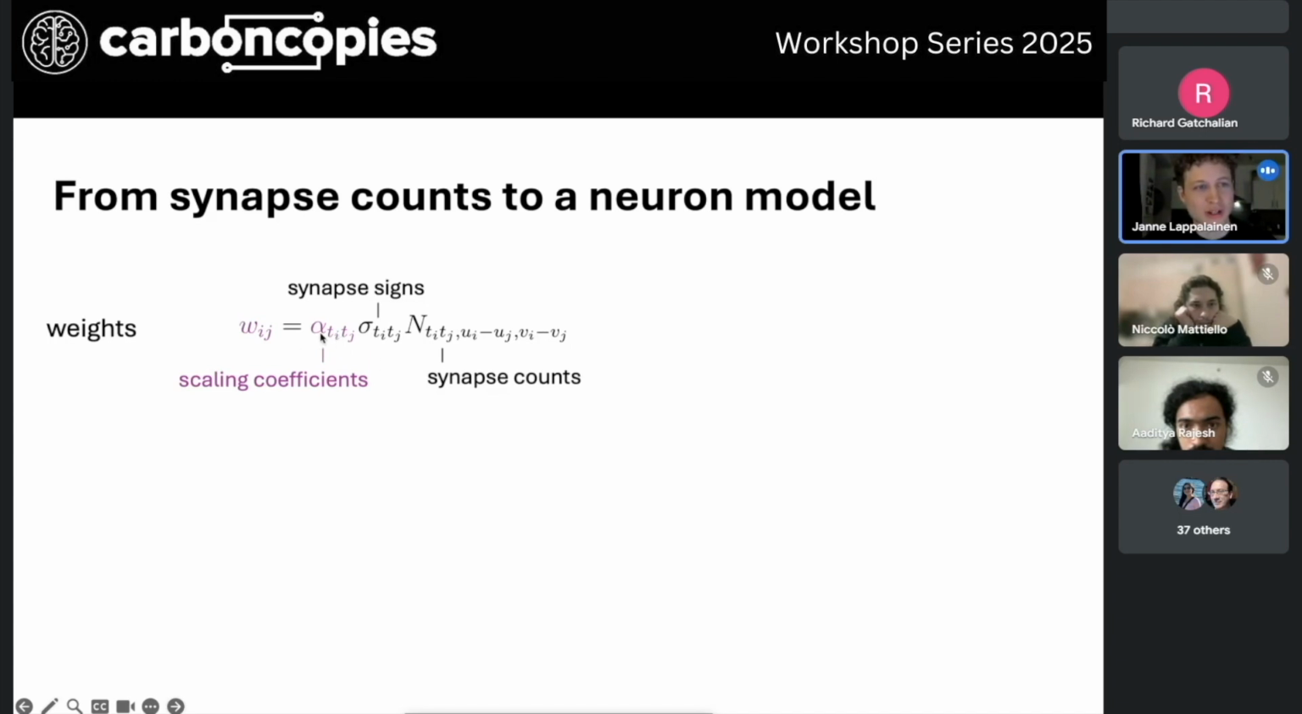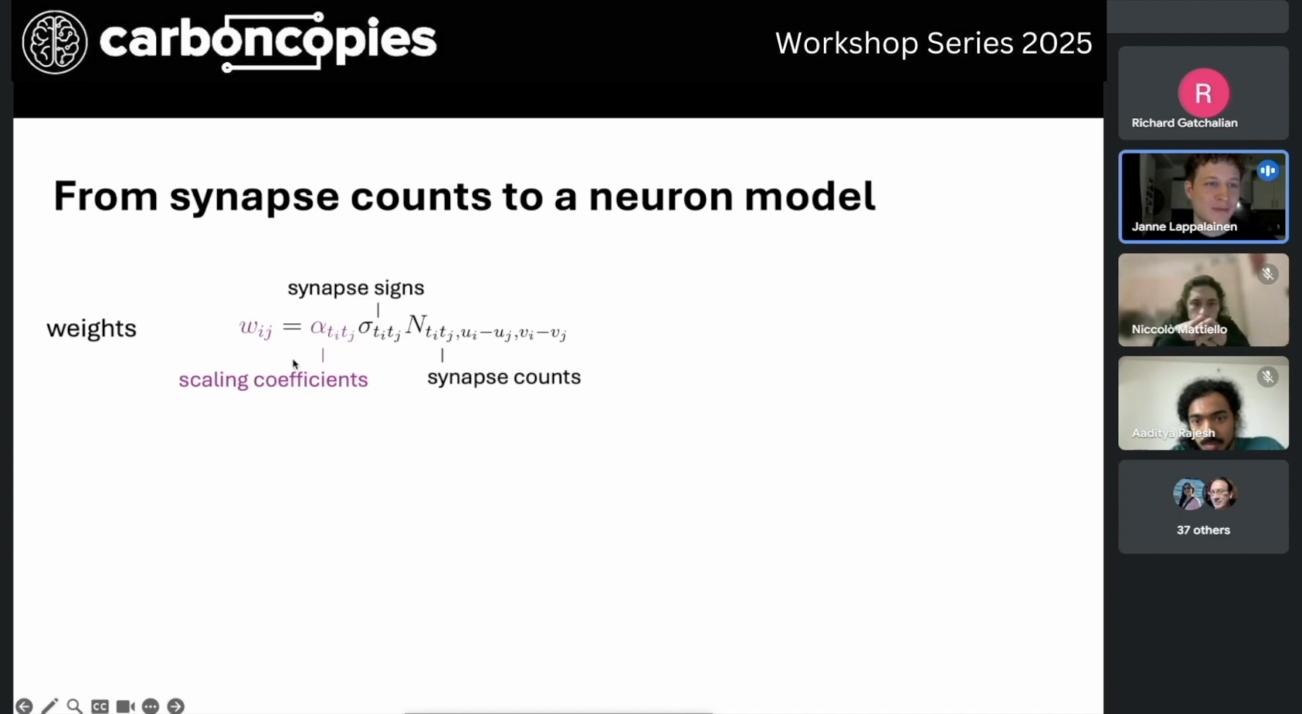And this is where our coefficients come in. These are free parameters that we have to infer that roughly correspond to conductances in the Hodgkin-Huxley model that I introduced on the motivation slide. So these are now the unknown parameters that we want to infer.